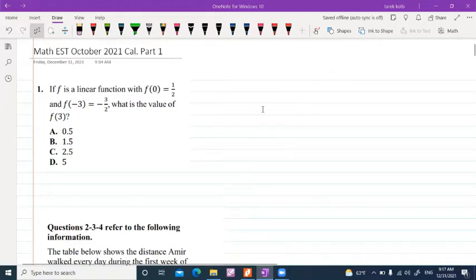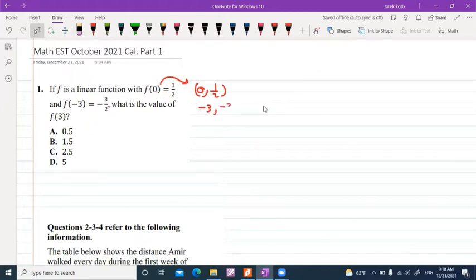If f is a linear function with f(0) equals half and f(-3) equals -3/2, what's the value of f(3)? Here you have 2 points. The first point, when x equals 0, the y equals half. And also, when x equals -3, the y equals -3 over 2. This is another point.